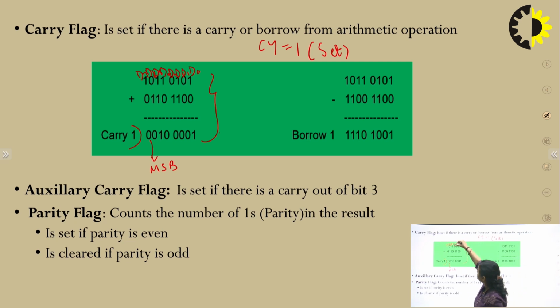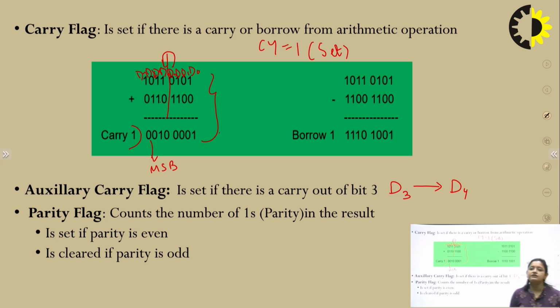Here we have D3. If we divide the whole thing into two halves, here we have D0, D1, D2, D3, D4, D5, D6 and D7. So when carry is generated from this position to this position, that means when carry is generated from D3 to D4, in these situations my auxiliary carry flag is set. That means it will contain value 1, otherwise it will be reset.